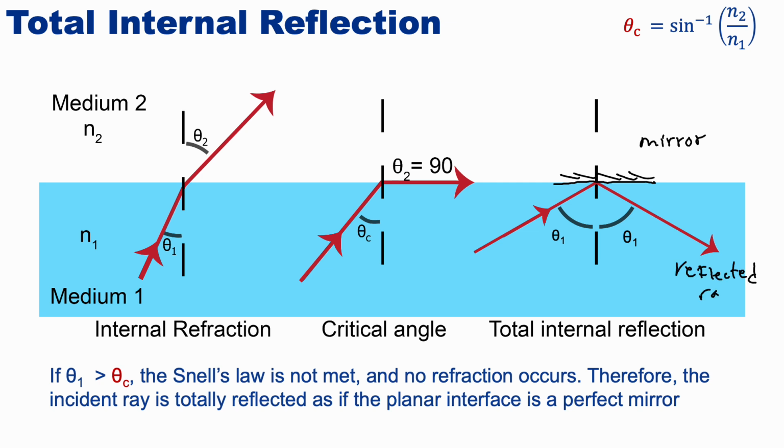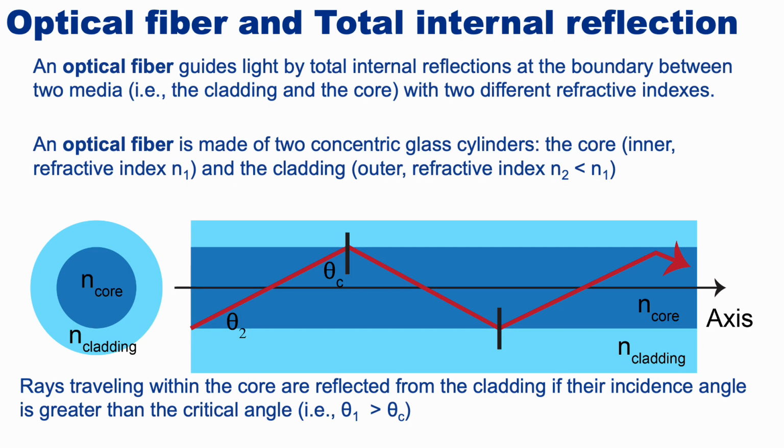ray, and we're going to obey the reflection law. That means that with respect to the normal, the reflected angle needs to be equal to the incident angle. But this effect is going to happen when the incident angle is higher than the critical angle. This phenomenon is called total internal reflection, and this is the one that we observe in optical fibers.